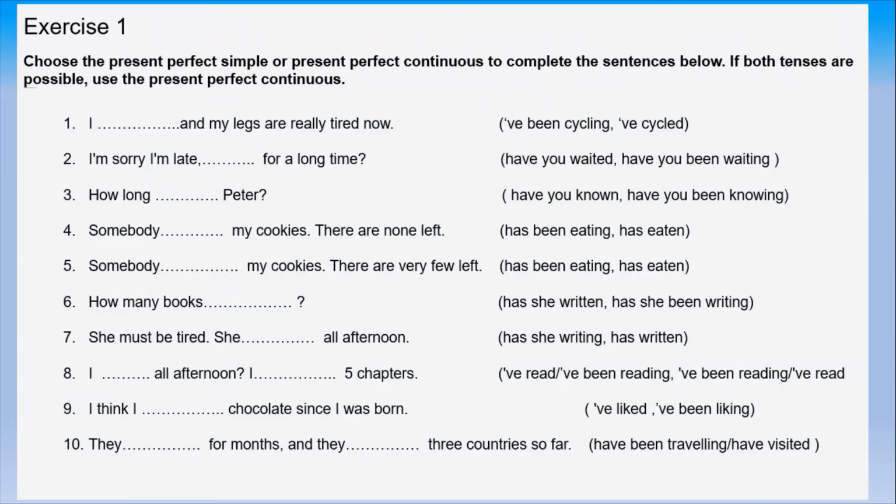Here, exercise 1. Choose the present perfect simple or present perfect continuous to complete the sentence below. If both tenses are possible, use the present perfect continuous. Number 1. I dash and my legs are really tired now. So, the correct answer: I have been skiing.